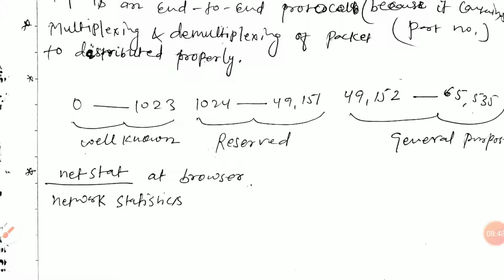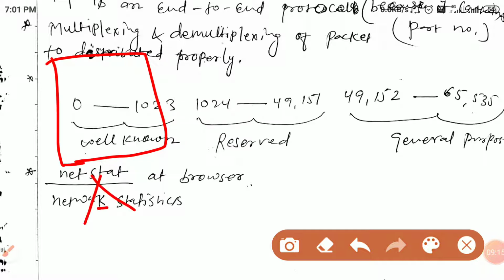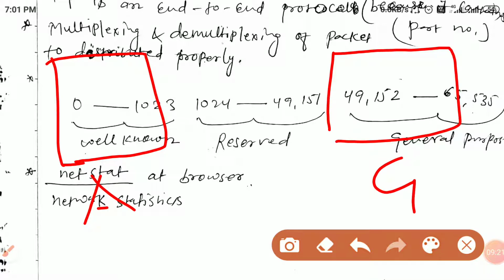Okay, so now the second thing, I want to explain why the port number is important for end-to-end delivery. As you know, TCP is a connection oriented protocol. So what is the meaning of connection oriented protocol? Connection oriented means, suppose this is sender A, who wants to communicate with Google, which is host G.